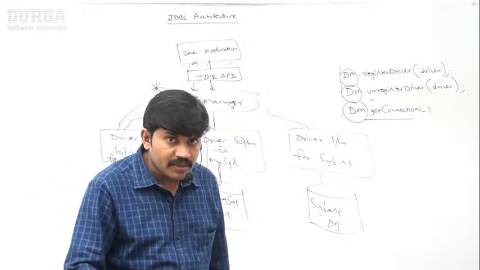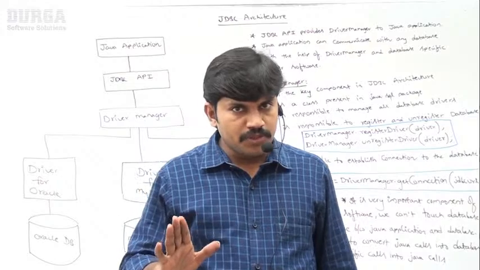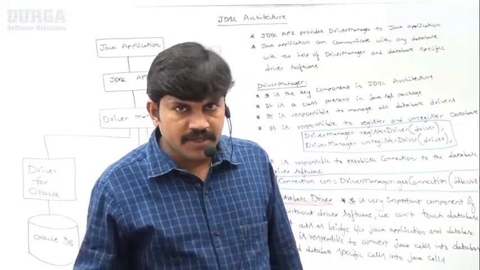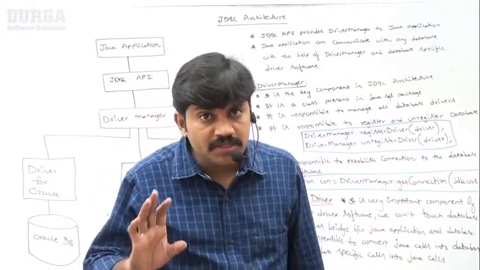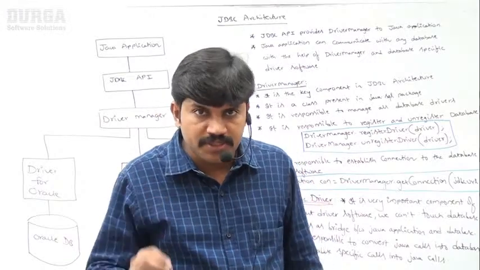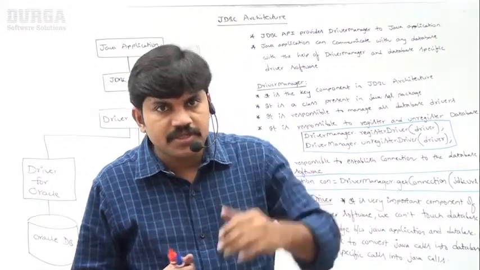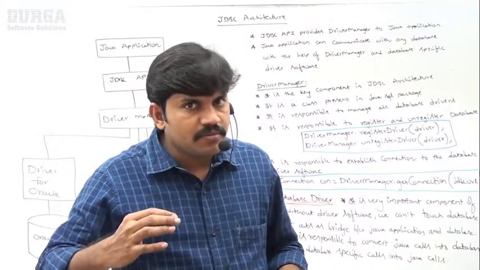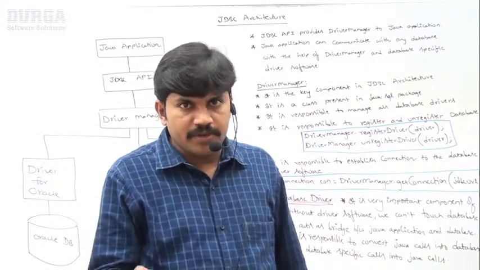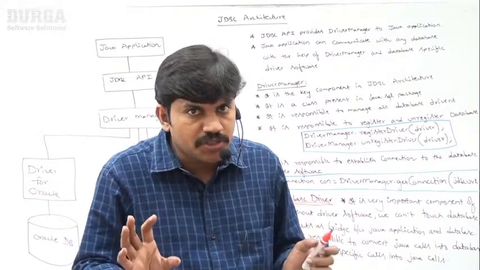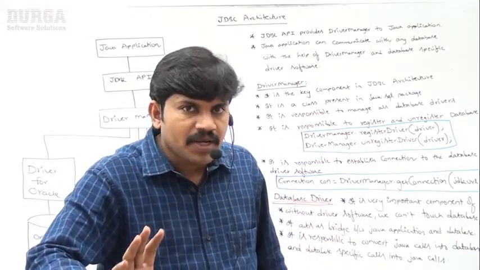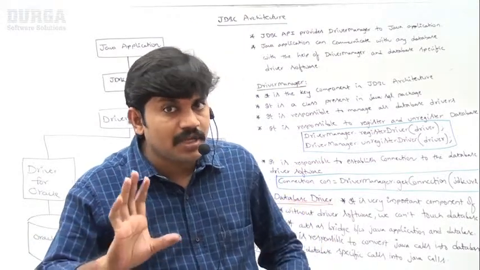Clear, right? Up to this we covered what is JDBC architecture and what the various important components in it are: Java application, driver manager, driver software, and a database. I also covered the role of each component. Let me summarize all the things so that you get a clear picture.